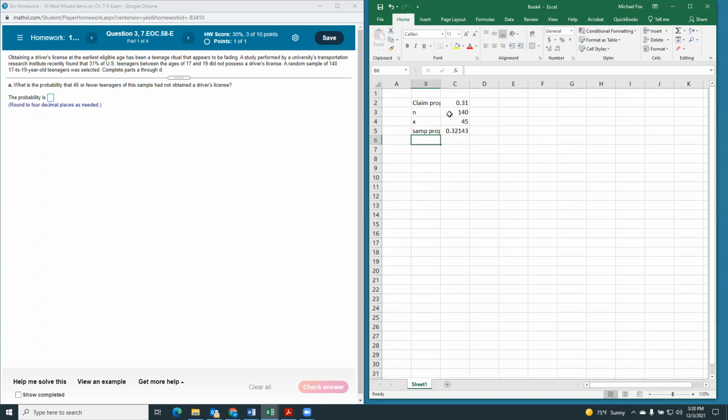And then it wants us to do a probability. So in order to do the probability, we are going to need to figure out the z-score. And in order to do that, we're going to have to find out our standard error of the proportion. So here's the formula for standard error of the proportion.